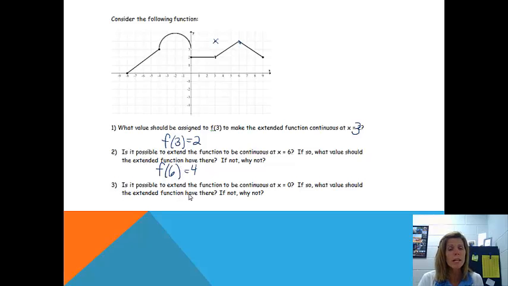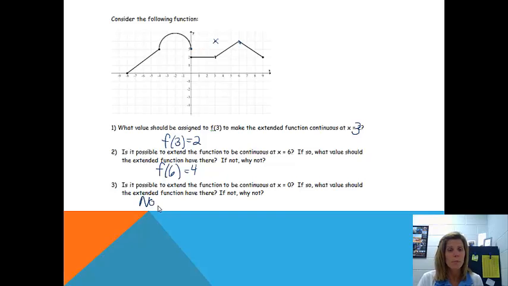Number 3, is it possible to extend the function to be continuous at x equals 0? If so, what value should the extended function have? If not, why not? So I'm going to look up at x equals 0. Notice we have something else going on here. If I just filled in that hole with a different point, notice it's still discontinuous. So that would not be a removable discontinuity there. That's going to be a non-removable discontinuity, or we could actually call it a jump.